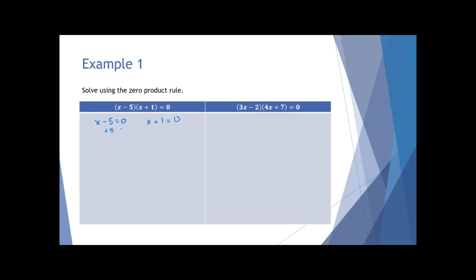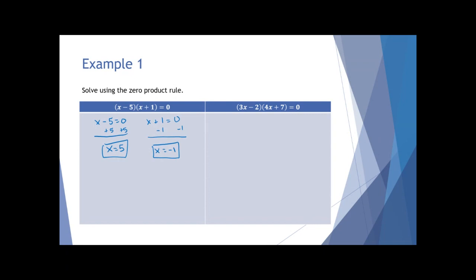So if I add 5 to both sides, I get x is equal to 5, which is one solution. And then if I subtract 1 from both sides, I get x is equal to negative 1, which is our second solution. Quadratic equations have two solutions. That's because the highest exponent on them is a 2. So that exponent tells you how many solutions you should have. So we have two solutions here.